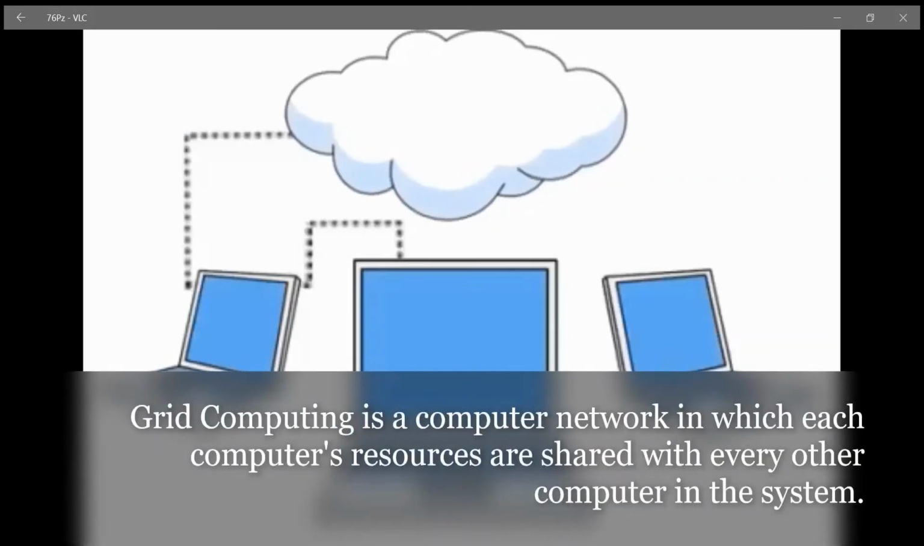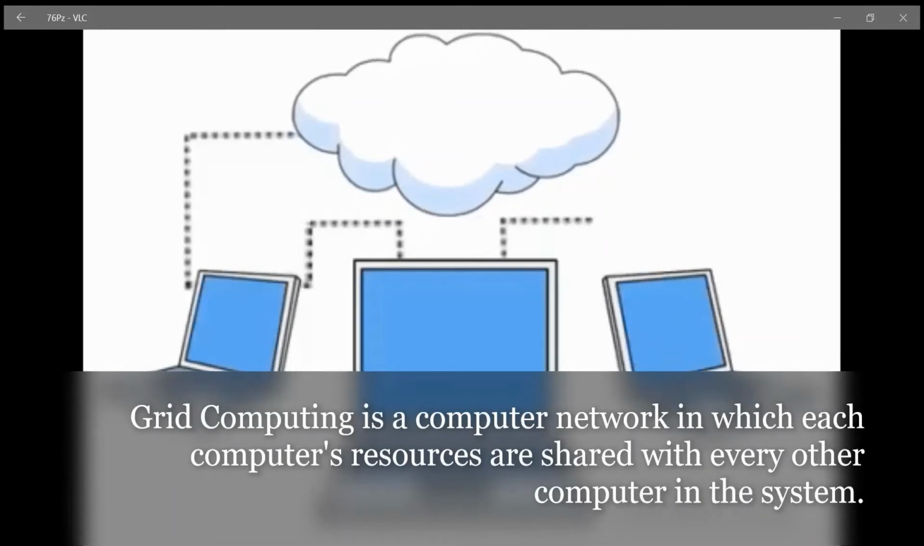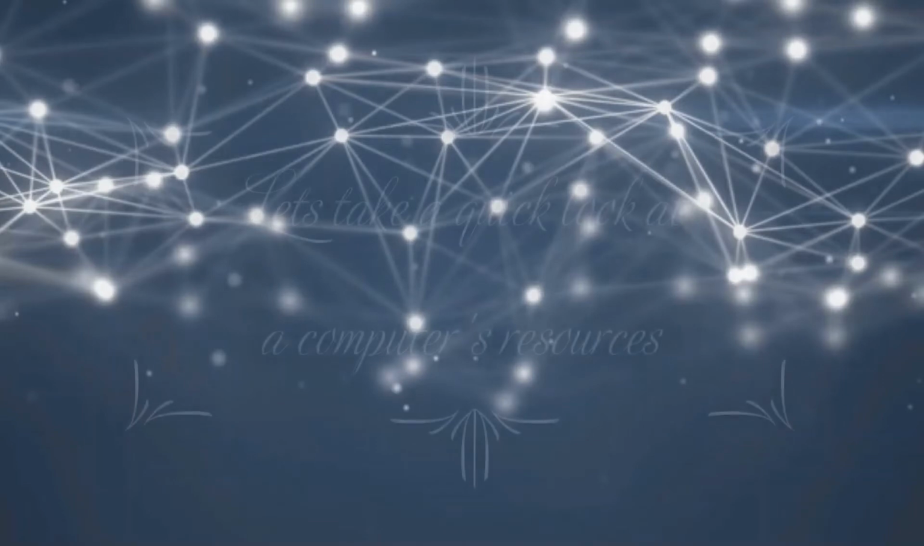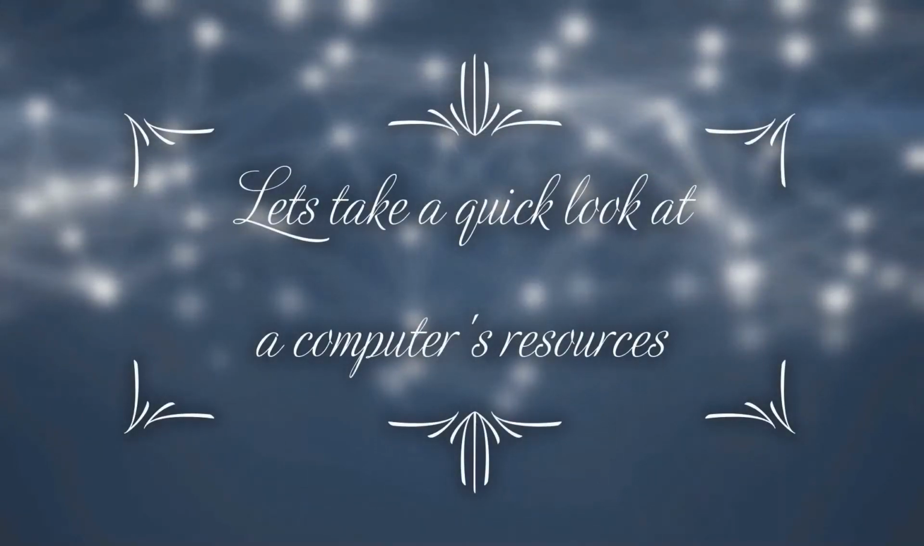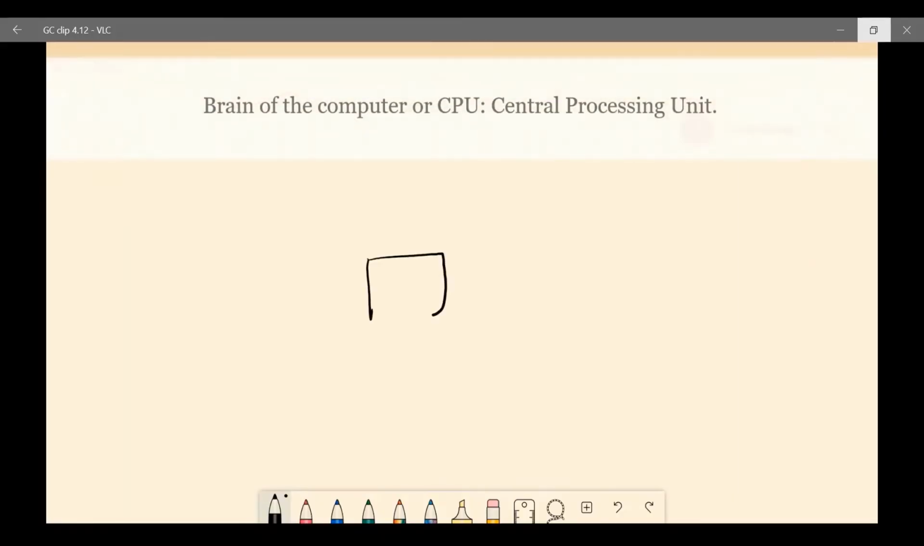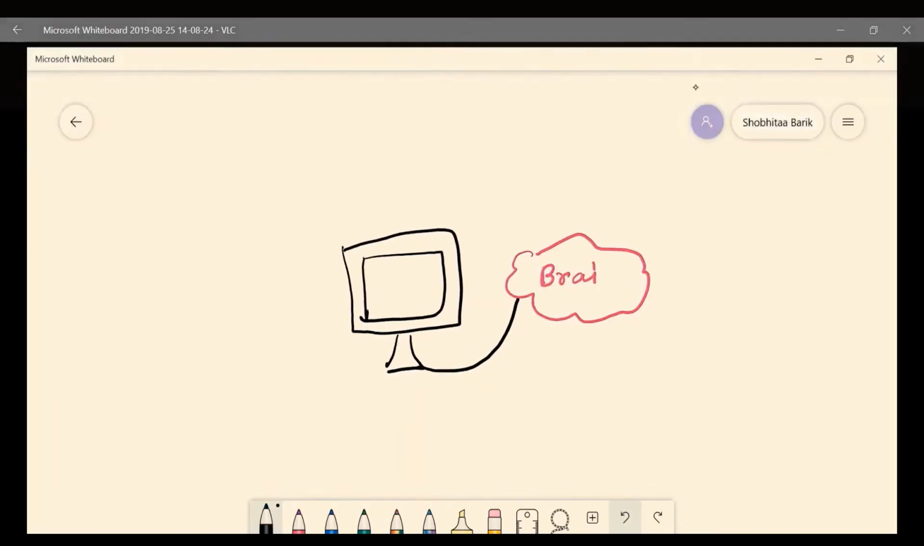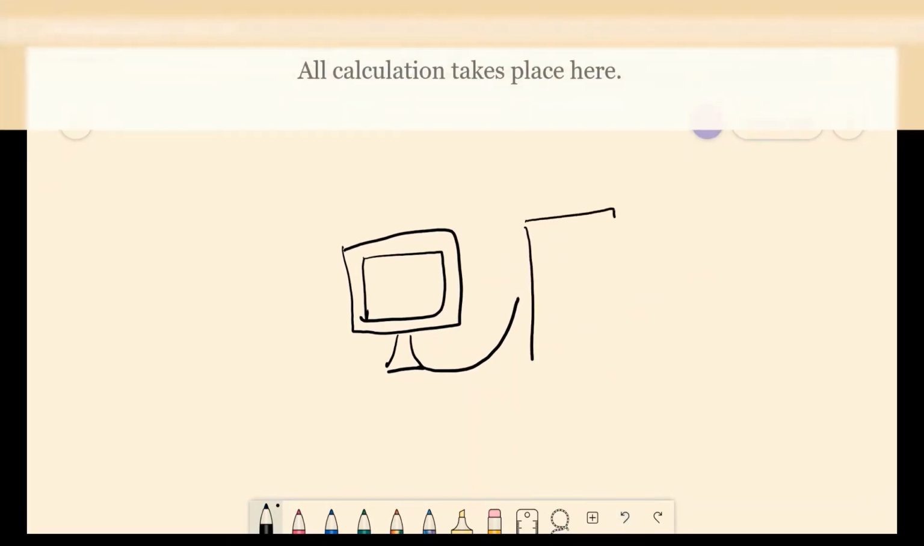Grid computing is a computer network in which each computer's resources are shared with every other computer in the system. Let's take a quick look at a computer's resources. There's the central processing unit, or in short, CPU, which is the brain of the computer, where most calculation takes place and the data is directed to different memory locations.